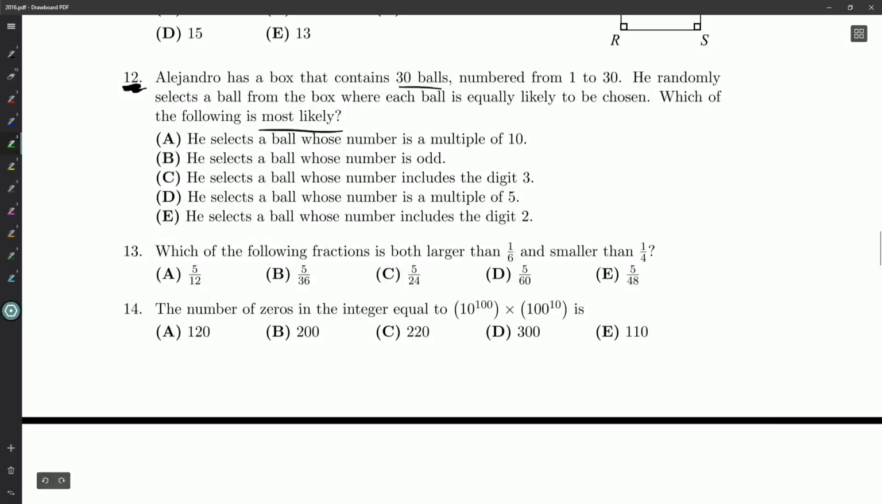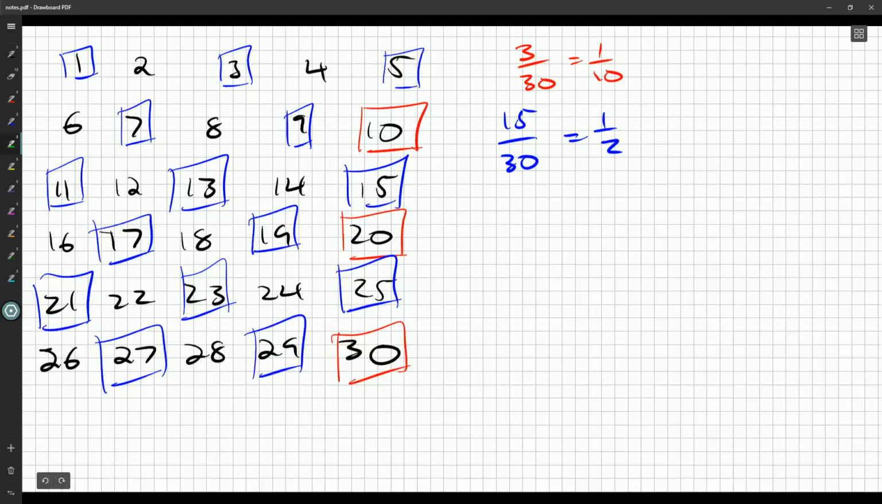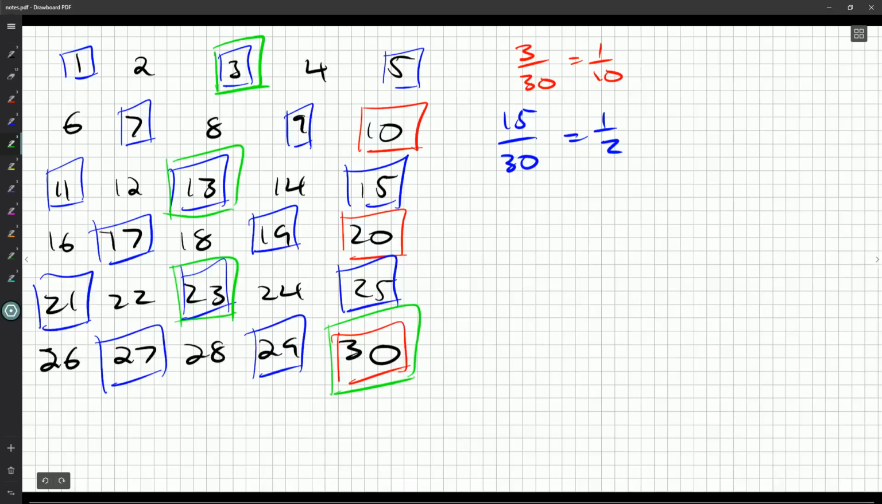Okay. I think the next one has a 3. Yeah, includes the digit 3, so that would be C. So far, B is my answer. If they called time, B is winning, because a half is more than a 10th. Okay, things that have 3's in them. 3, 13, 23, and 30. That's really it. So we get 4 out of 30, or 2/15. Again, not nearly close to a half, just like 1/10.